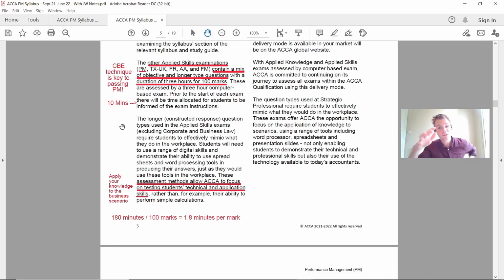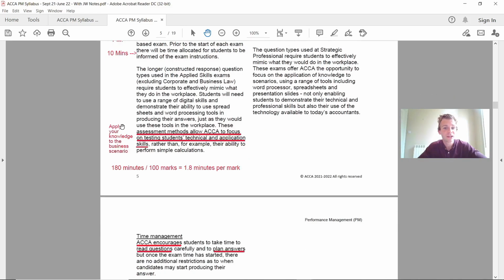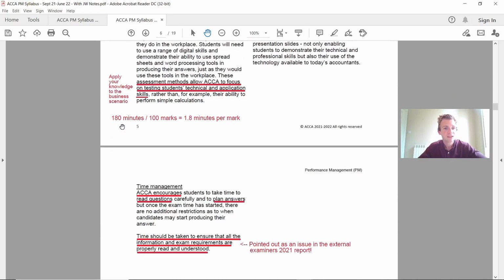But for me, paper-based or computer-based, it all comes down to past papers, going through question practice, and developing your exam technique that we talk about all the time on the channel. Now, as you can see down here, we've got to apply your knowledge to the business scenario. This is so fundamental to section C, because that is where you're going to have to write out your answer in the PM exam. And as you can see here, the methods allow ACCA to focus on testing students both technically and from an application basis. So reading between the lines, you have to apply back to an actual scenario in this case.